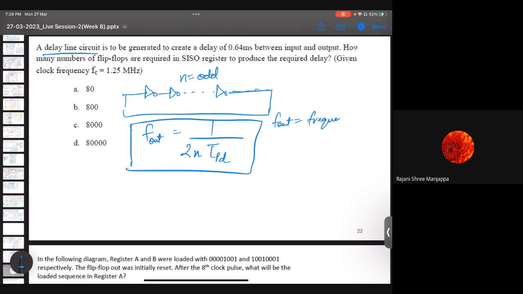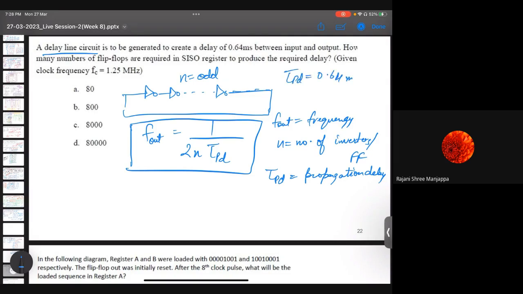frequency given, then n is the number of inverters or number of bits or flip-flops you can say. Then what is left? Yeah, tau PD is the propagation delay. The question says tau PD is given as 0.64 millisecond. Then how many flip-flops n we need to find, and the frequency given is 1.25 megahertz.